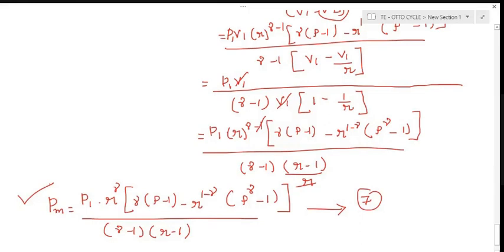So these are the three parameters we need to derive for a diesel cycle. The first one is the efficiency derivation. Then we need the work done calculation and the mean effective pressure. So equation numbers 5, 6 and 7 are the simplified expressions for the diesel cycle's efficiency, work done, and mean effective pressure respectively, right?